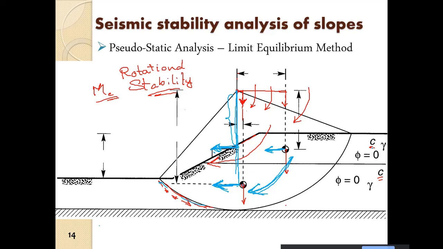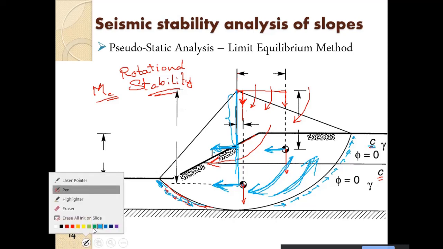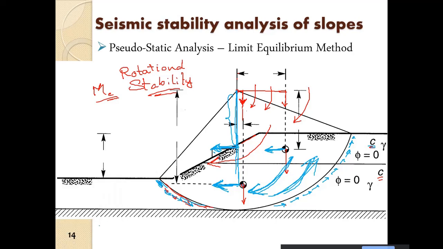And if we consider only the cohesive component, that stabilizing component will remain the same as it was. So we have the cohesive component along the slip surface here. So this will give rise to a stabilizing moment in this direction. That is from the cohesion of the soil.